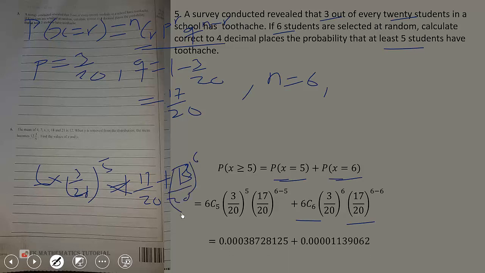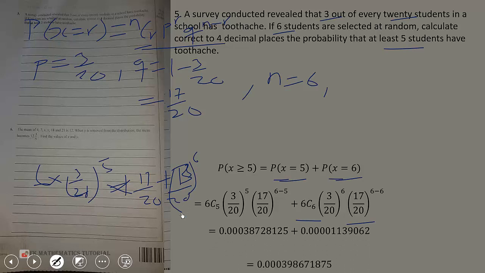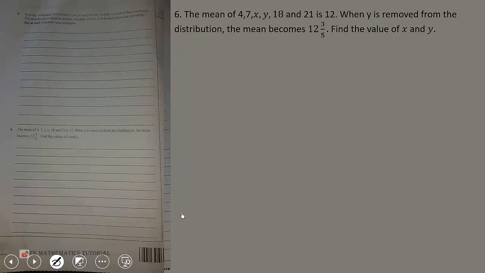So when we simplify this, we will get something like this: 0.00398671875. And to 4 decimal places, we will get 0.0004. Thank you so much. Now let's see question number 6.